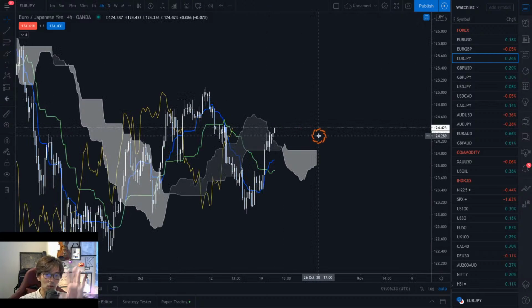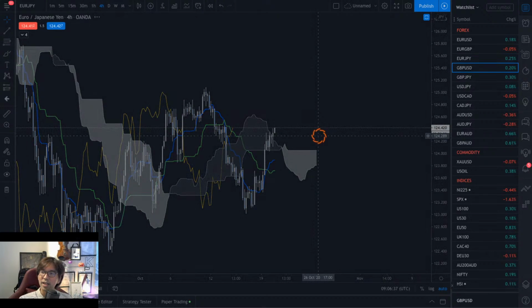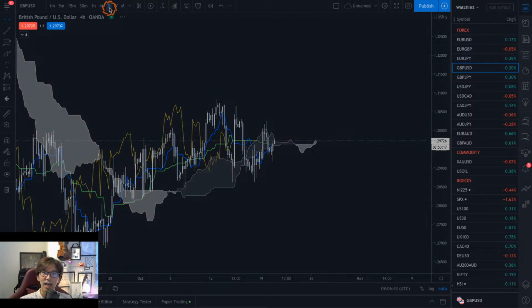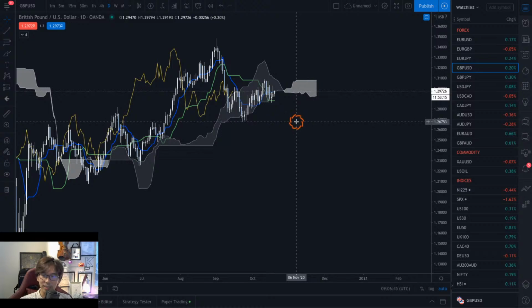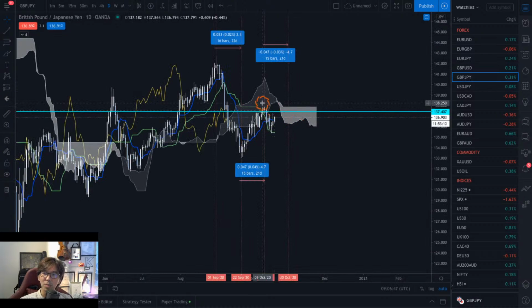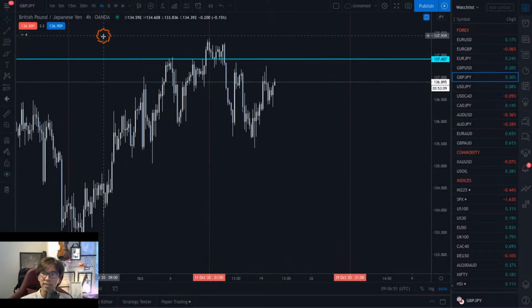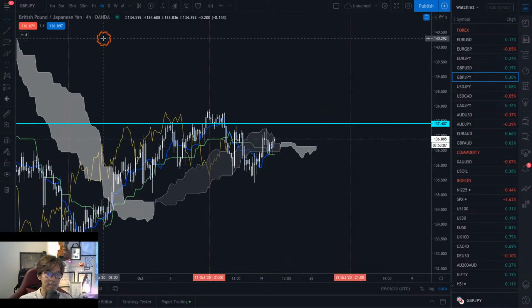So let me just go over these pairs now and see which one is trending. Next one, GBP USD four-hour chart is flat, and the daily chart is also flat. GBP JPY daily chart is flat, and the four-hour, I think it's also flat. Yeah, this is also flat.